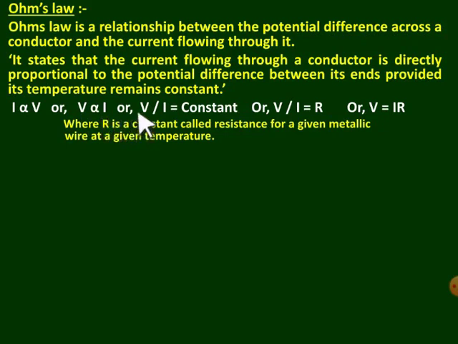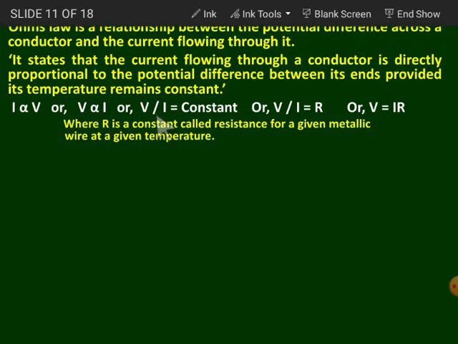Got it? So V by I, if you try to write that proportionality into equality, then we will require a constant, right? V is directly proportional to I, right? So if you want to change this proportionality symbol into equality, then we will write V is equal to what? IR, like this. So this R is nothing but a constant of proportionality.